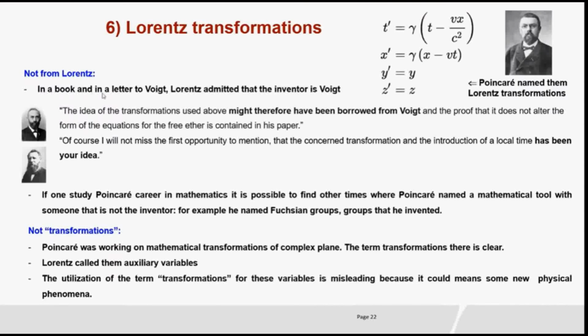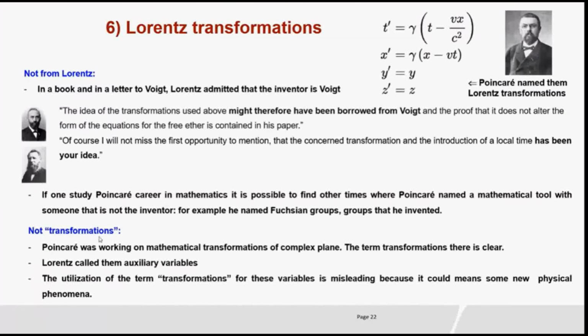This is not from Lorentz. In a book and in a letter to Voigt, Lorentz admitted that the inventor is Voigt. As you can see here, this is from the book, and this is from a letter he wrote to Voigt. So it's not from Lorentz. And if we study Poincaré's career in mathematics, it is possible to find other times where Poincaré named a mathematical tool after someone who is not the inventor. For example, he named Fuchsian groups, which he invented. He is the inventor, but he called them Fuchsian groups.